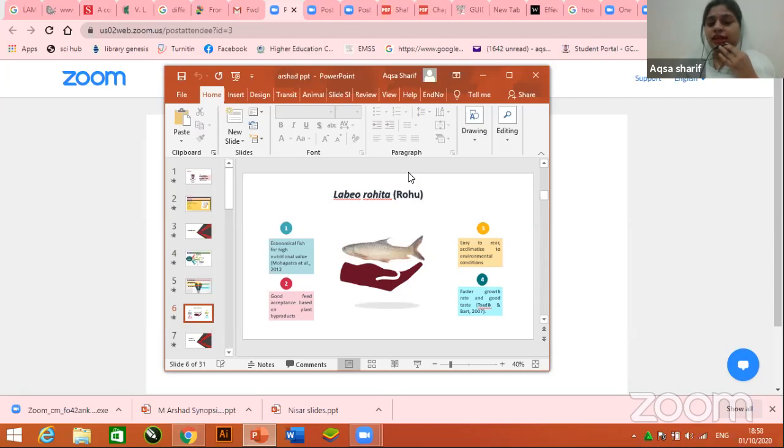Then I used Labeo rohita, also known as rohu in Pakistan. It is one of the major carps, and it is a very economical fish because it has a very fast growth rate. It has good taste, which is the basic requisite for the culturing of this fish species.